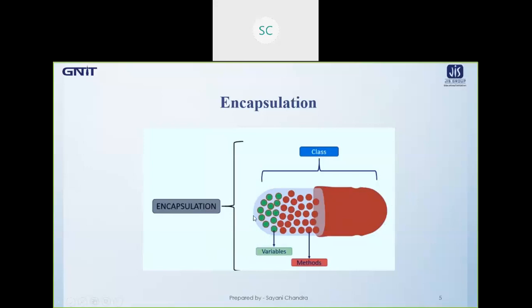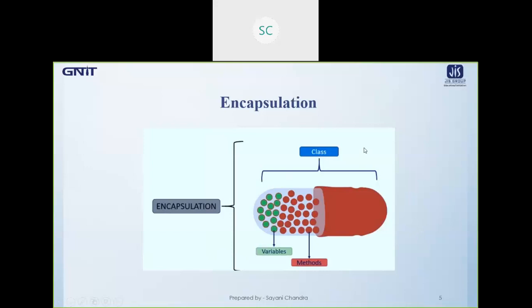The inner granules can be considered as variables which contain the data, and methods or functions. In order to prevent the wastage of these data and methods, and to prevent unauthorized access of the data and methods, object-oriented programming wraps up this data and methods into a wrapper or capsule kind of thing. This process is known as encapsulation, and this wrapper or capsule kind of thing is known as a class.